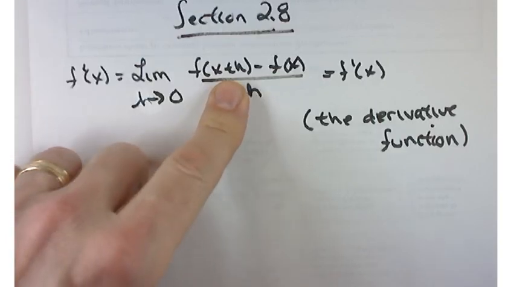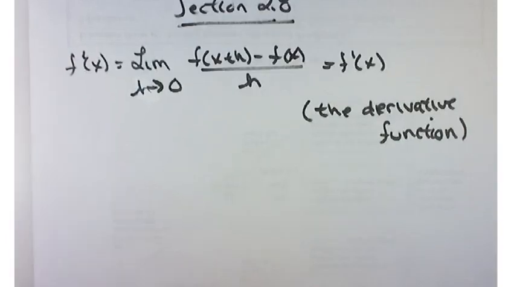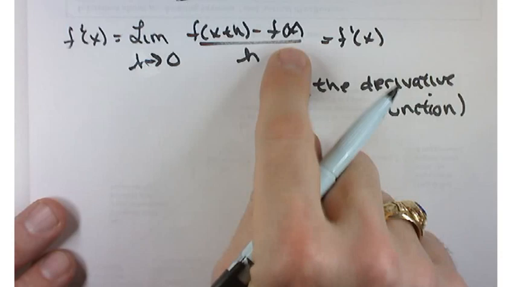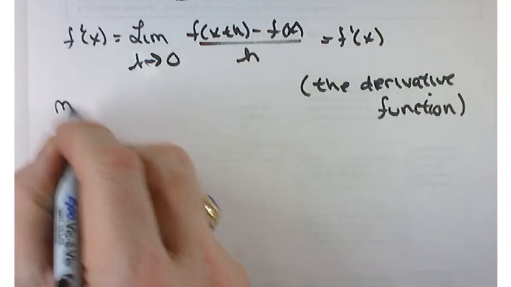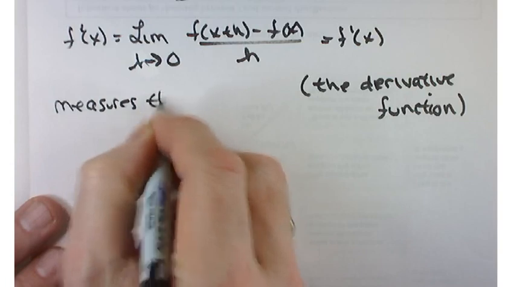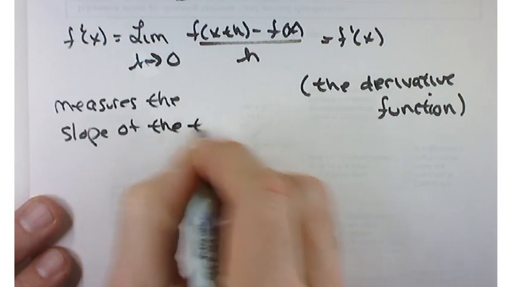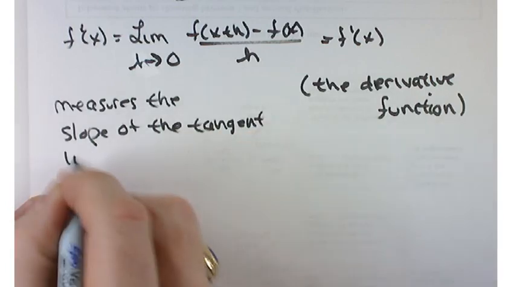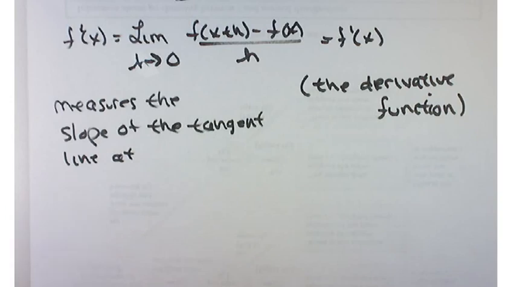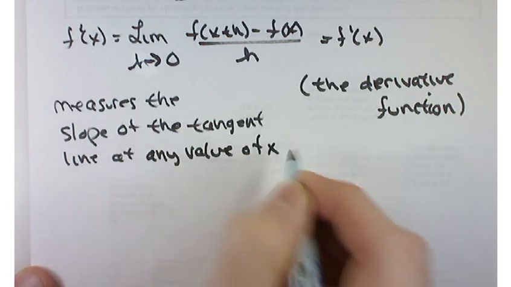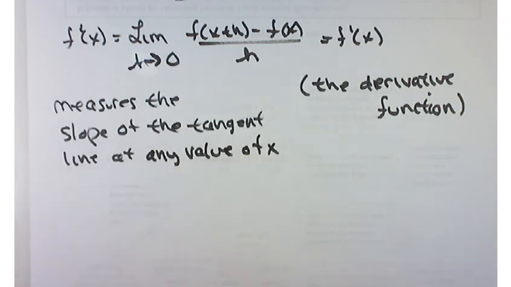We're just doing it in general terms of x as opposed to specific terms of a equals 1 or a equals 2 like we did in 2.7. This still measures the slope of the tangent line at any value of x. I should say at any value of x at which the function is defined. But we're going to have a sequence of steps that we're going to use to calculate this. It's going to mimic what we've done earlier.